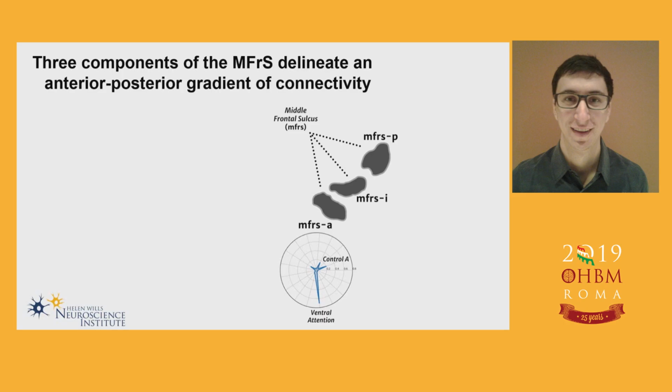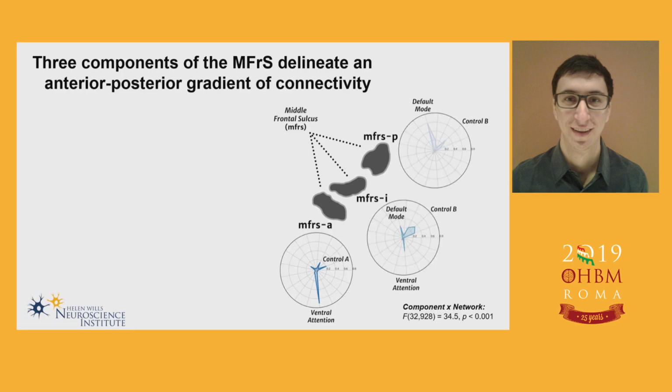And indeed, the 3 components of the middle frontal sulcus show a distinct anterior-posterior gradient of functional connectivity, whereby the most anterior component of the middle frontal sulcus is highly overlapping with ventral attention networks, the posterior component is highly overlapping with default mode networks, and the intermediate component of the middle frontal sulcus contains a mixture of these 2 profiles.